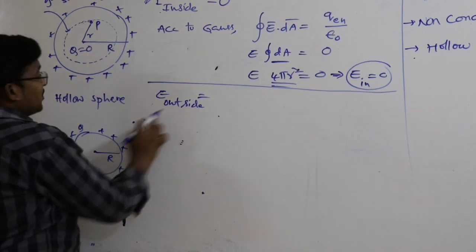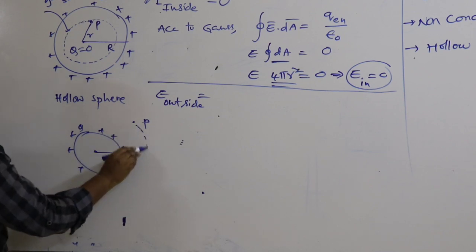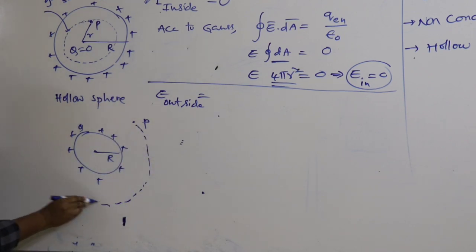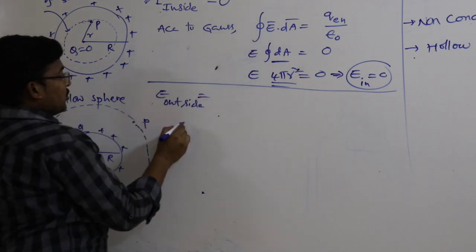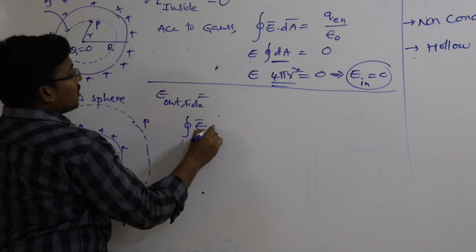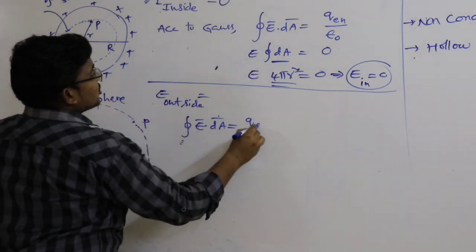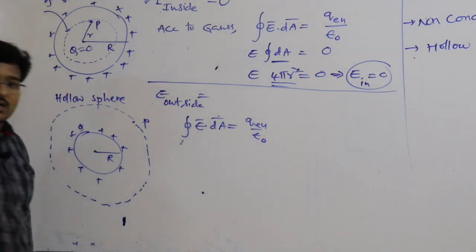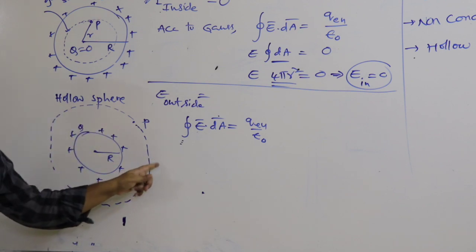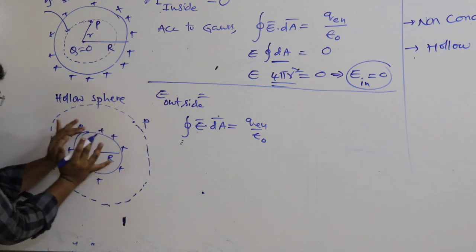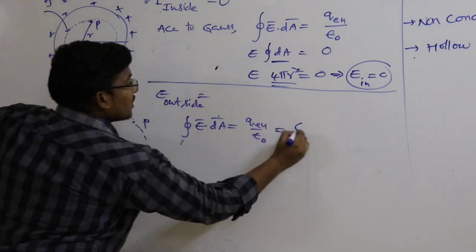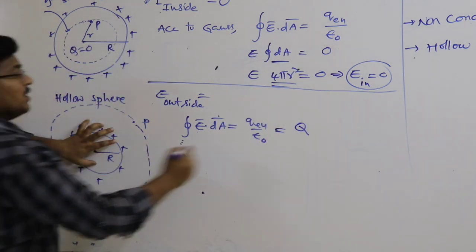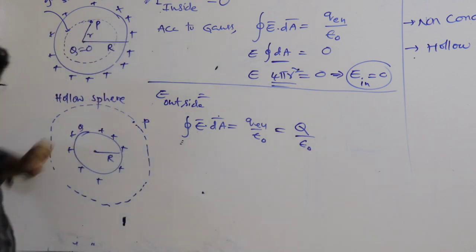See, outside means the point is outside the sphere. Now I will make a Gaussian surface, a symmetrical sphere. Now according to Gauss law, you know that the closed integral of E dot dA is equal to the charge enclosed by epsilon naught. In this Gaussian surface, the entire sphere is enclosed, which means the total charge q is in the Gaussian surface. So what is the charge enclosed? Capital Q, the whole charge, by epsilon naught.